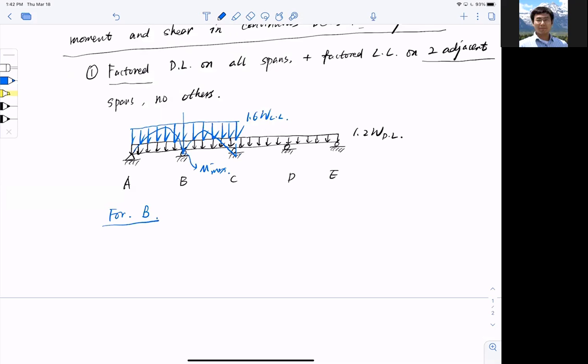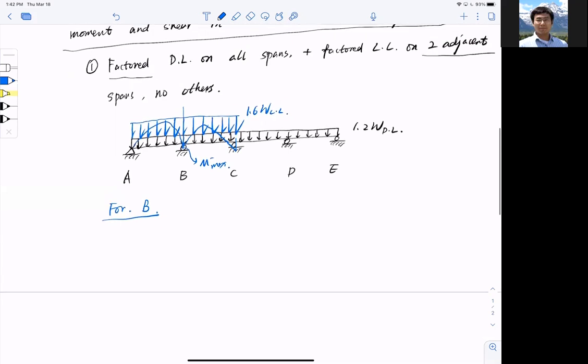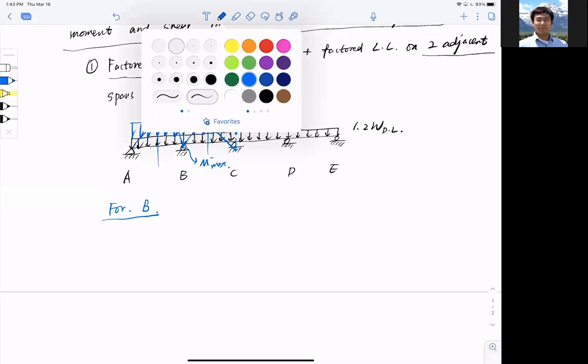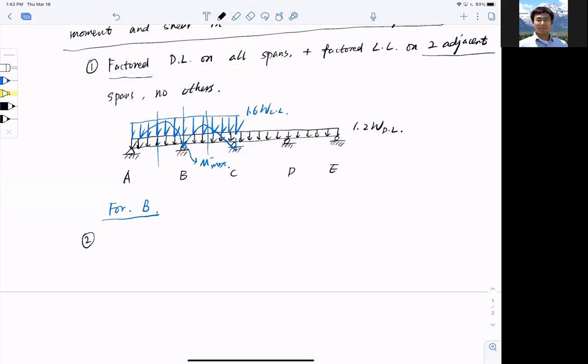Okay, so this is scenario number one. Essentially, ACI says apply this and find out the moment at each junction, A, B, C, D at the support, and also at the middle span. All right, and compare this with scenario number two. That is factored dead load on all spans, plus factored live load on alternate spans.